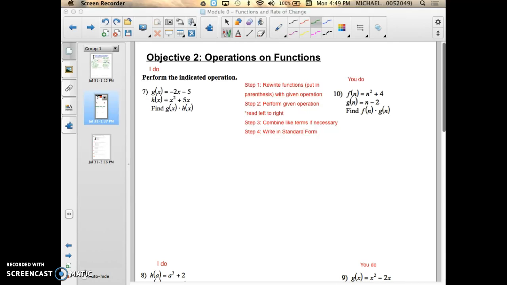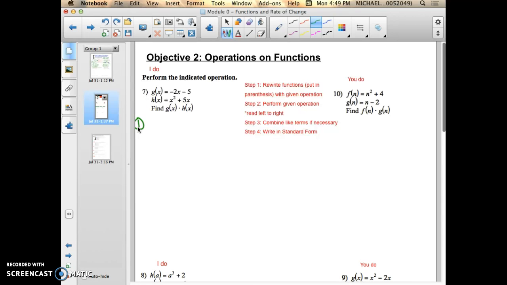If I was given number 7, I would first read the directions. It says perform the indicated operation. And I see that it says find g of x times h of x. So I know that we're dealing with multiplication. So the first step of this process, if I was going to solve this and model how to do so, is I would rewrite the functions, put each of these functions inside of parentheses with the given operation in between them. So my first step will look like this.